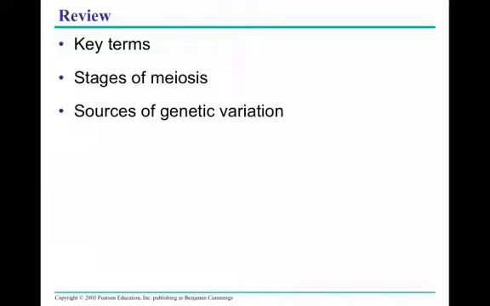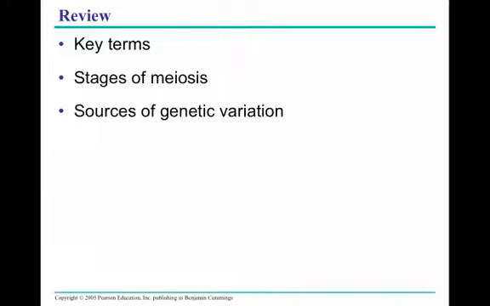So this process, again, is a special kind of cell division, and the overall purpose is to produce egg or sperm, reproductive cells. And those reproductive cells combine to produce a brand new organism, an organism that is genetically unique. So, that said, let's take a look at the review topics.